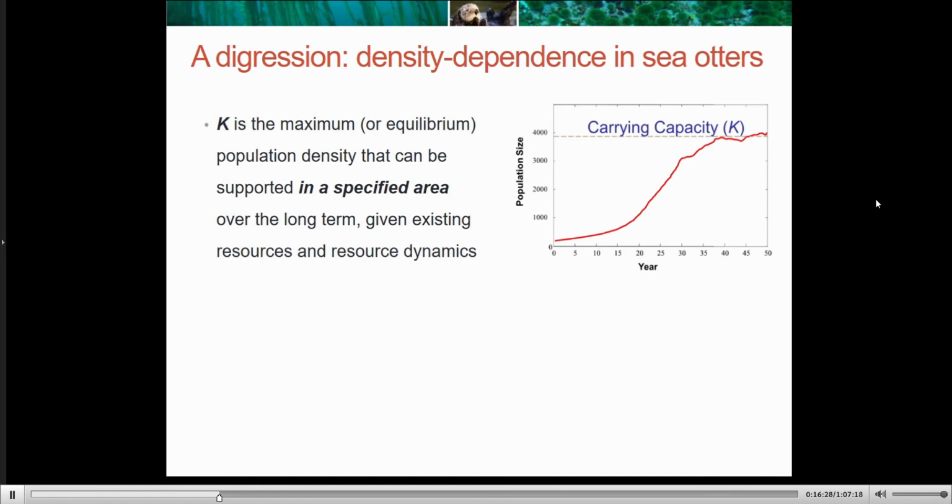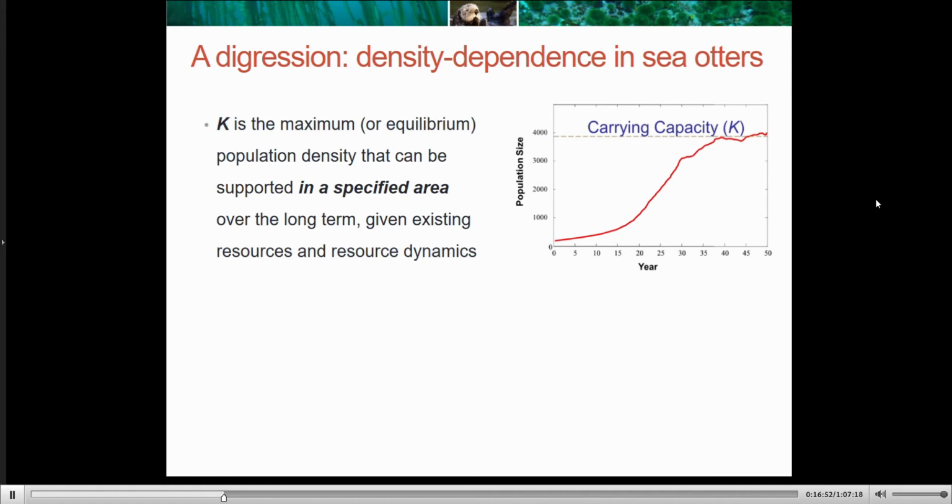So K, obviously, carrying capacity is the maximum or equilibrium population density that can be supported in a specified area over the long term, given the existing resources and resource dynamics. But that "in a specified area" is kind of key, and it's often left out. Some people obviously consider it explicitly, and sometimes it's really obvious what that area should be. It's the area of a given population.